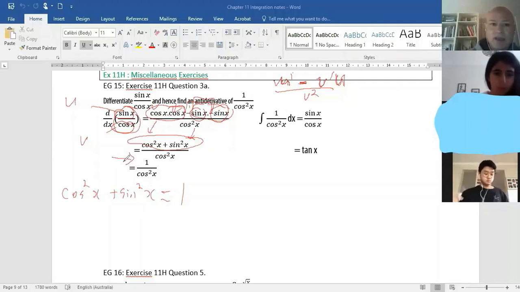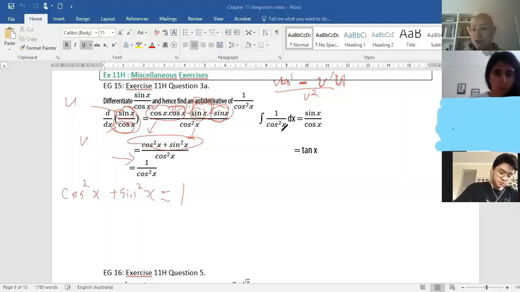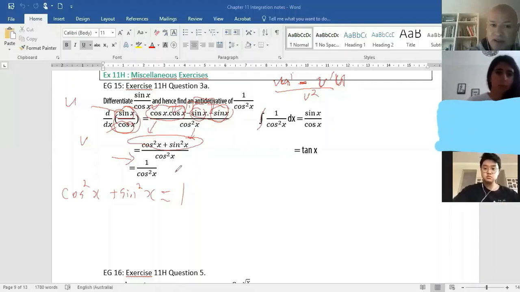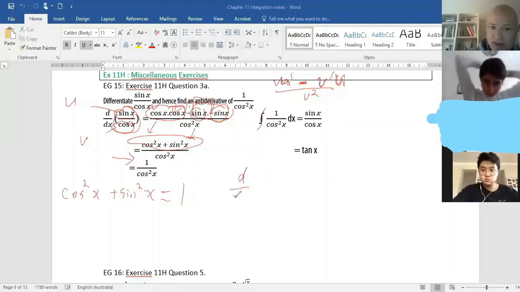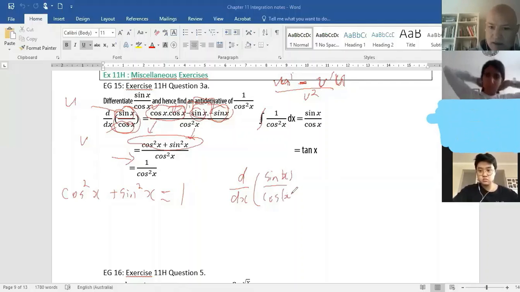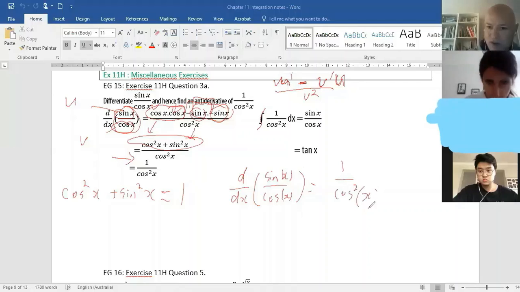Then it says, and hence find an antiderivative of 1 divided by cos squared x. So now we've got to use the information that we've just worked on to integrate it. So I've written that the integral of 1 divided by cos squared x dx, when we go back, because if I integrate this one, and I'll do it like this. At the moment I've got d dx of sine x divided by cos x equals 1 divided by cos squared x. That's what I've just worked out.